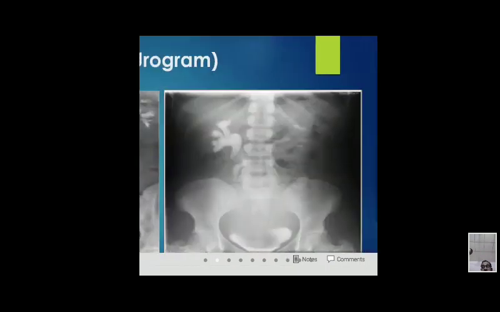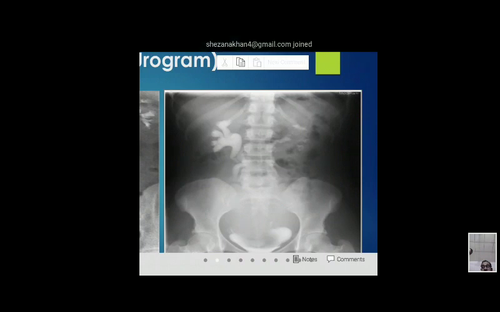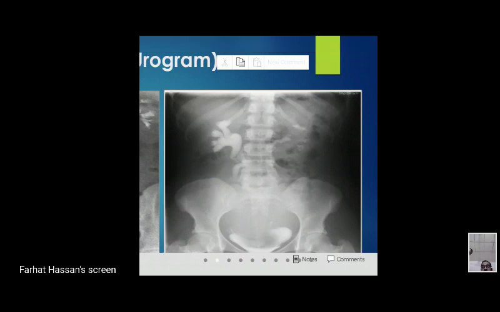Look at this X-ray. What have you seen in the X-ray? On the right side there is a dilated pelvis as well as calyces. Clear? If you look on the left side, there is a normal pelvis and calyx, but on the right side there is a dilated pelvis with calyces.